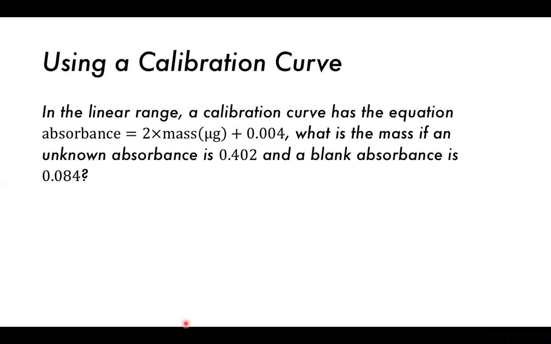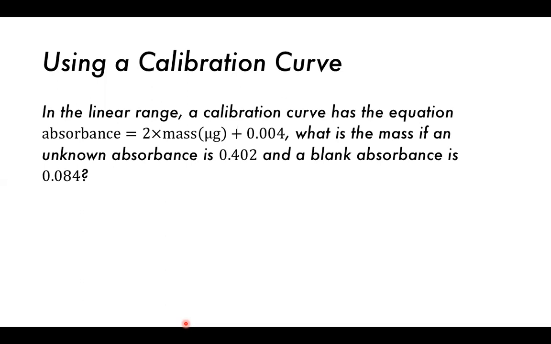So we've talked a lot about these calibration curves. We've talked about how we can form them using linear regression, but how do we actually use these? So in the linear range, a calibration curve has the equation absorbance is equal to 2 times the mass, where mass is in micrograms, plus 0.004. And what is the mass if an unknown absorbance is 0.402 and a blank absorbance is 0.084?